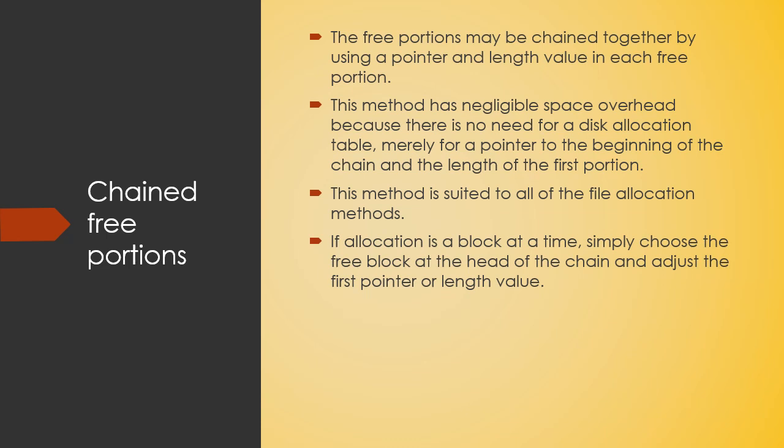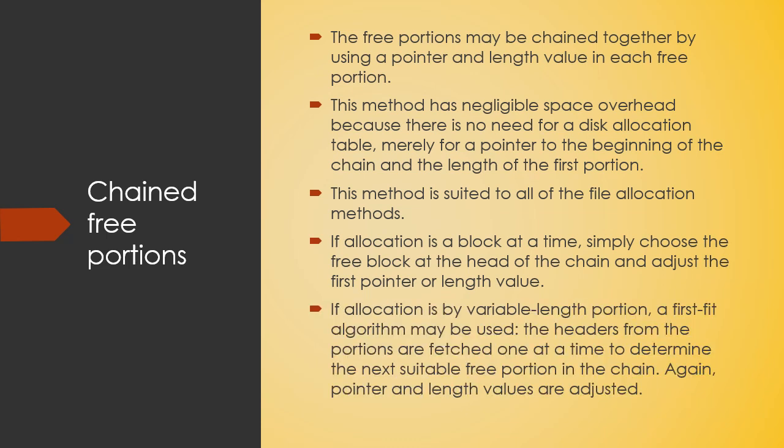If allocation is a block at a time, simply choose the free block at the head of the chain and adjust the first pointer or length value. If allocation is by variable length portion, a first fit algorithm may be used. The headers from the portions are fetched one at a time to determine the next suitable free portion in the chain. Again, pointer and length values are adjusted.